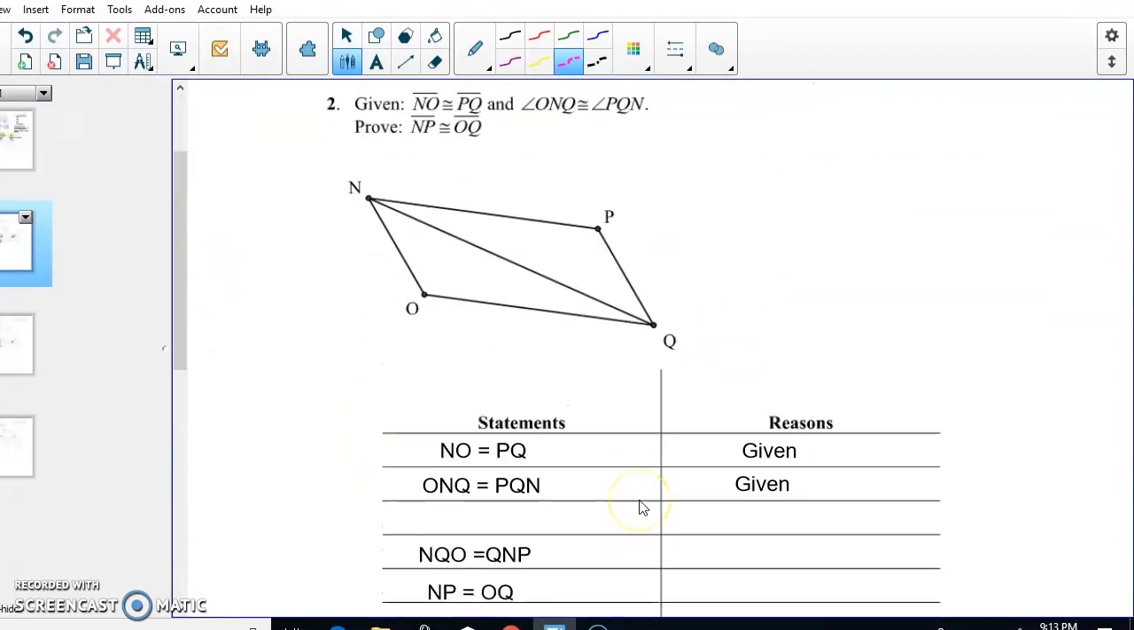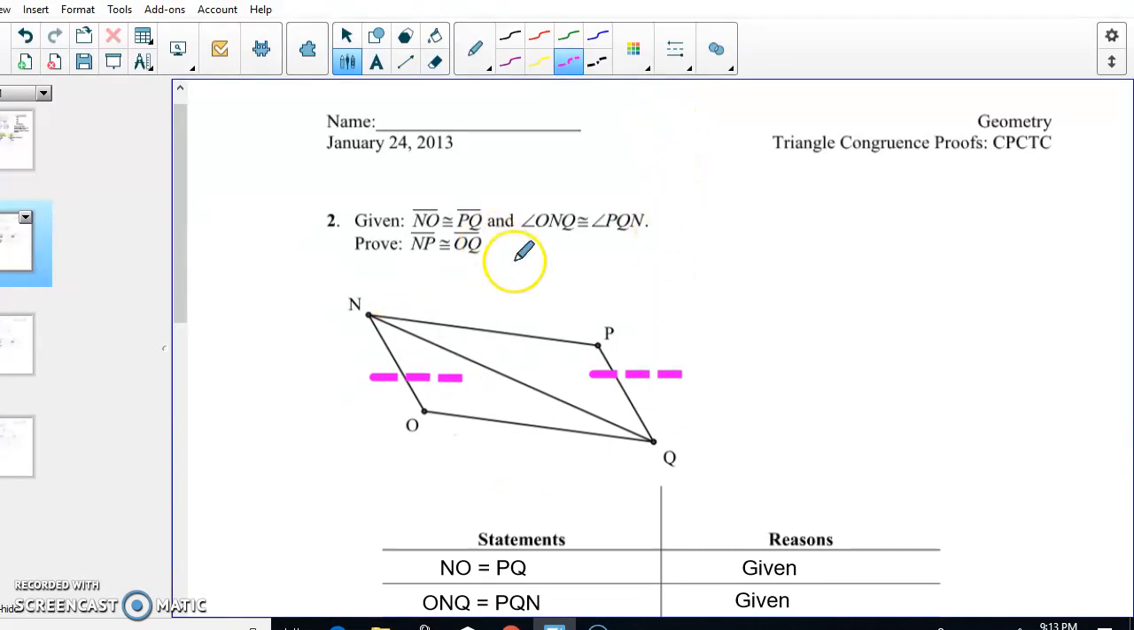Here real quick. Same thing. My given information, NO, is congruent to PQ. Okay, don't get too excited. Make sure you're labeling your given information. Angle. This is where I think we're also getting a little confused. Angle ONQ. Take that pencil, people. Follow that. ONQ. It's being cut off by this line here. Okay? Angle PQN. We always mark the middle letter, the Q and N. Okay? QN is congruent to that.